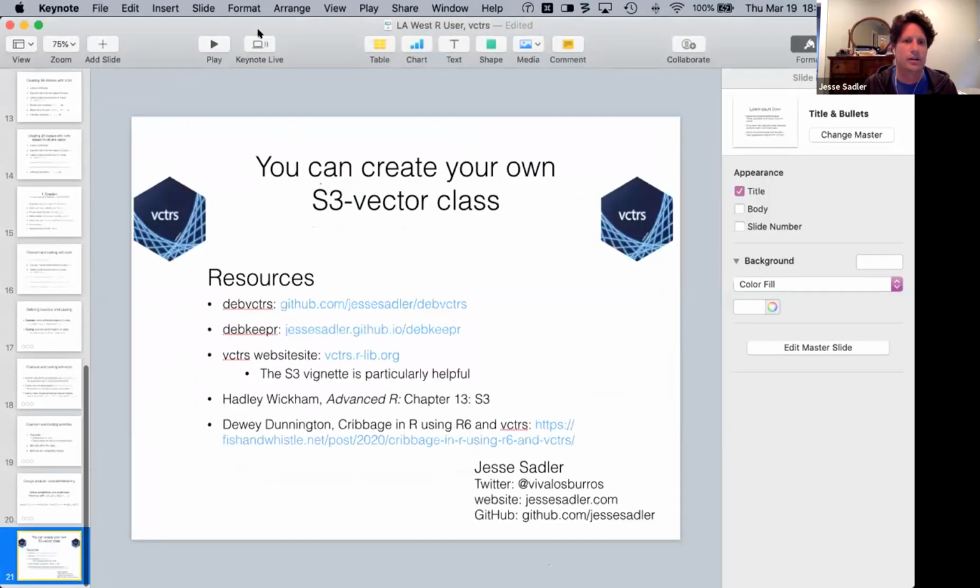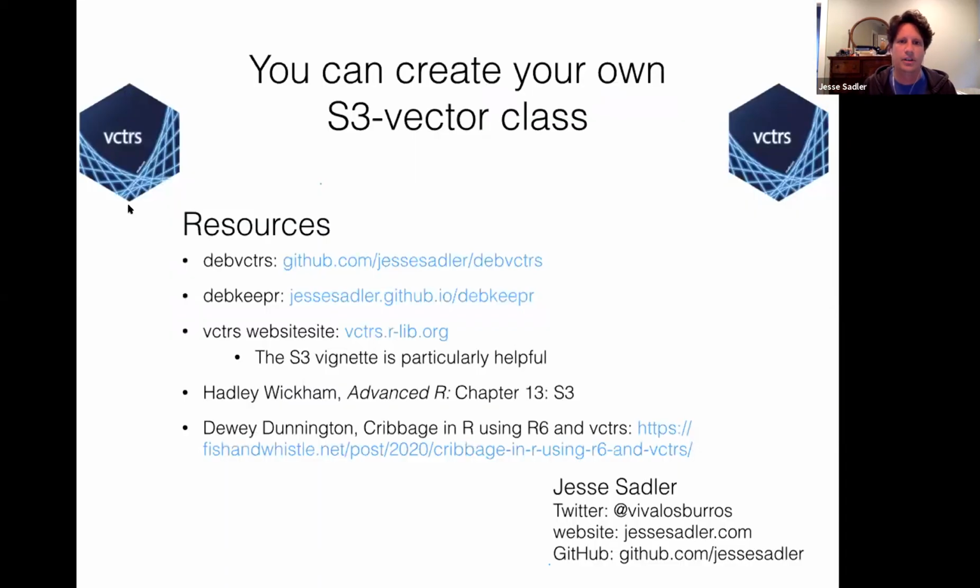All right, so that is it. Here's my final slide. Basically, if you're interested in creating your own S3 class, then I think vctrs is a way to do it. And there's a lot of good resources. Here are a couple of them, but definitely take a look at dev vctrs because it breaks it down and it has a bit of a more complicated structure than the ones in the vctrs vignettes. All right, thank you.